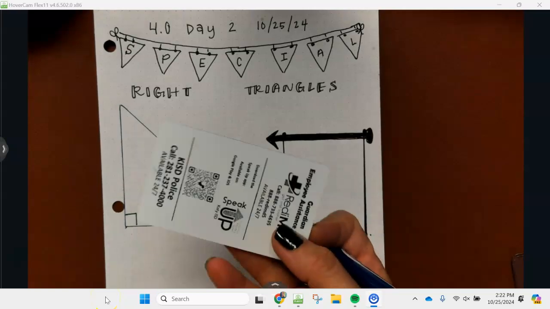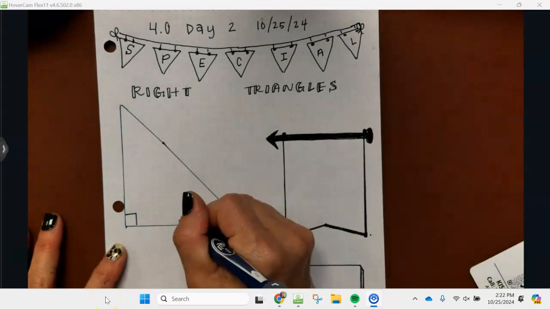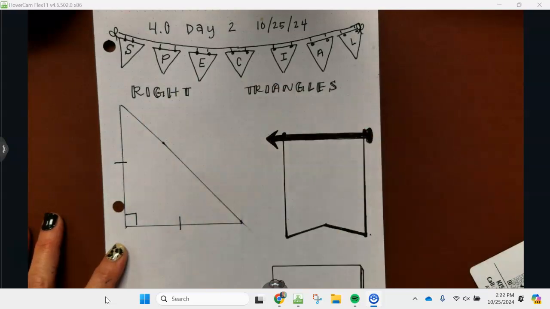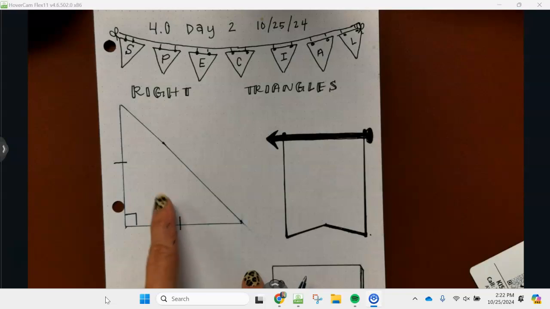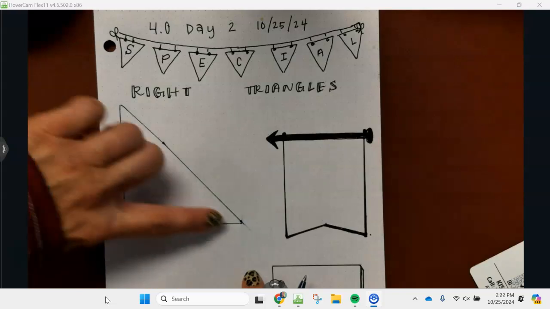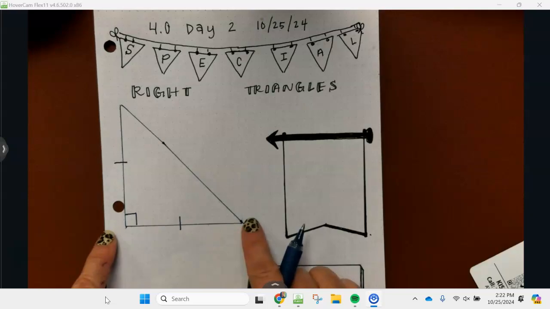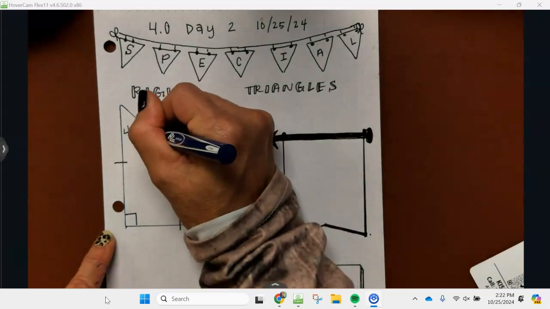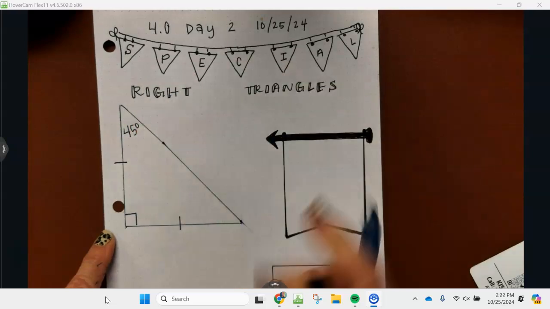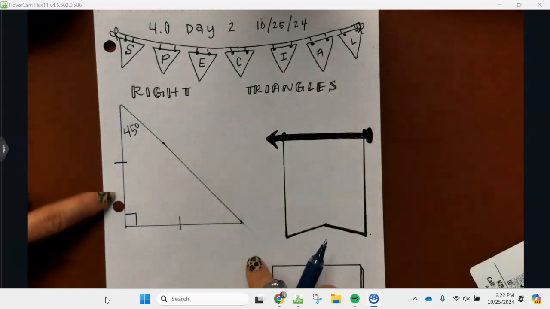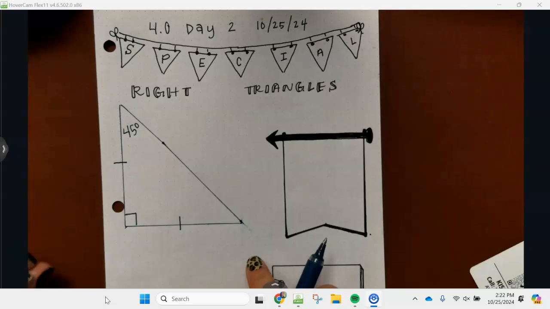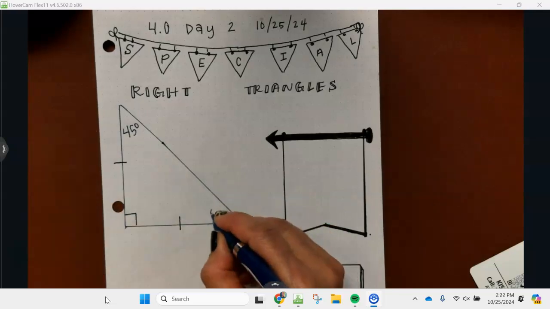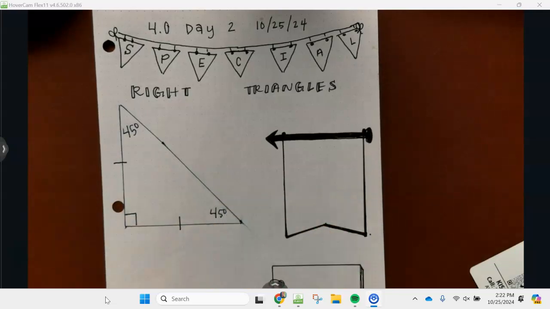I don't know the measurement of this, but I do know, just like y'all told me earlier, these are congruent. And if those are congruent, then the opposite angle is congruent. So this side right here is opposite of this angle. That's going to be 45 degrees. This side right here, and I'm using those words on purpose, this side right here is opposite of this angle, and that's going to be 45 degrees.